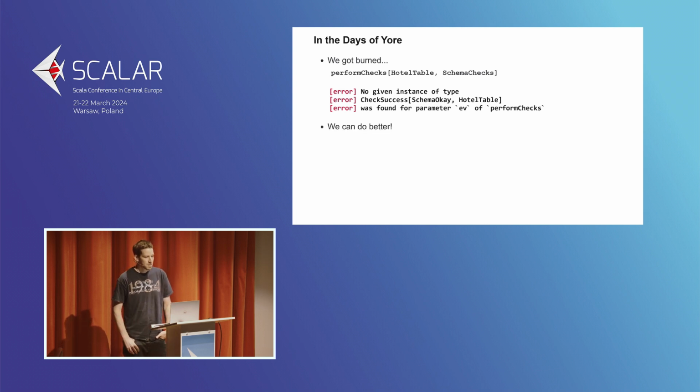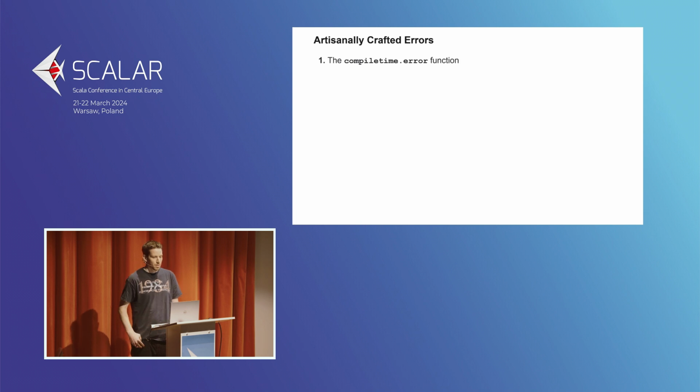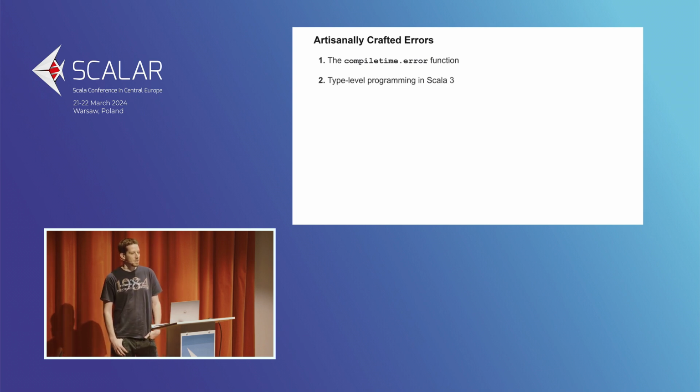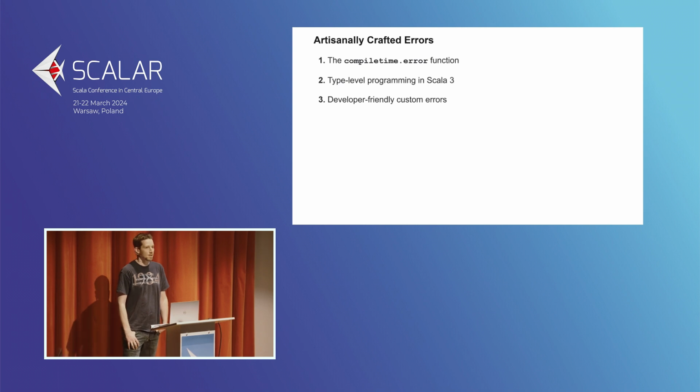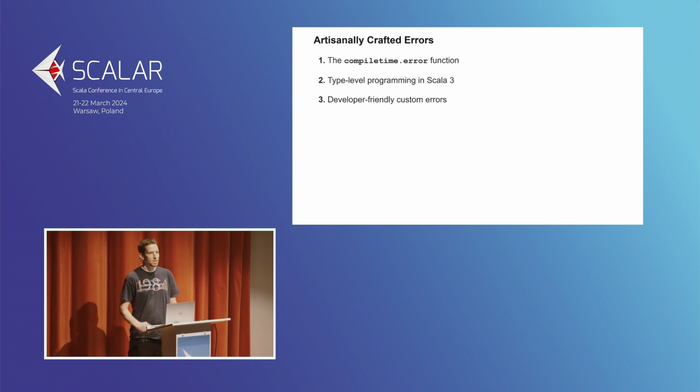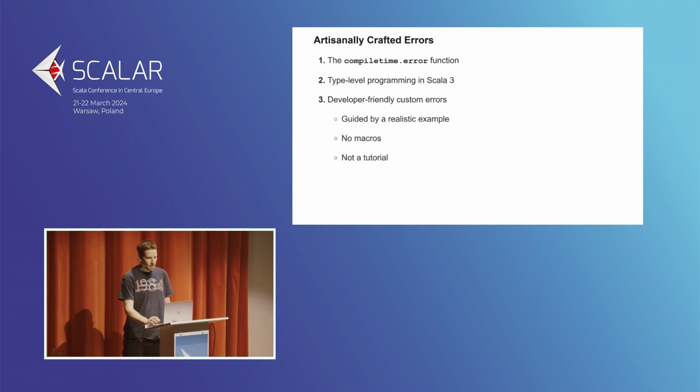And my claim for this talk is that in Scala 3 we can do better, and a lot better, hopefully. So we're going to take a look at the compile time error function, which is a new addition to Scala 3, which at first look might not seem particularly interesting, but it turns out that it can be very, very useful for the problem that I just described. And when mixed with the new type-level capabilities of Scala 3, which we'll review quickly as we go along, we can actually get some very developer-friendly custom errors that will hopefully solve the pain that I just described.